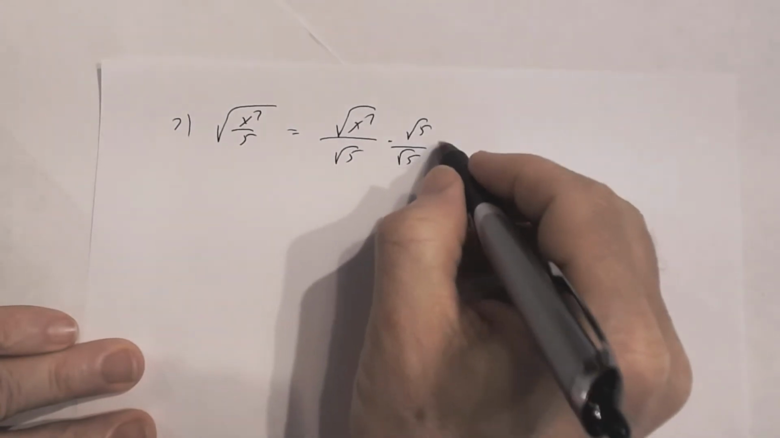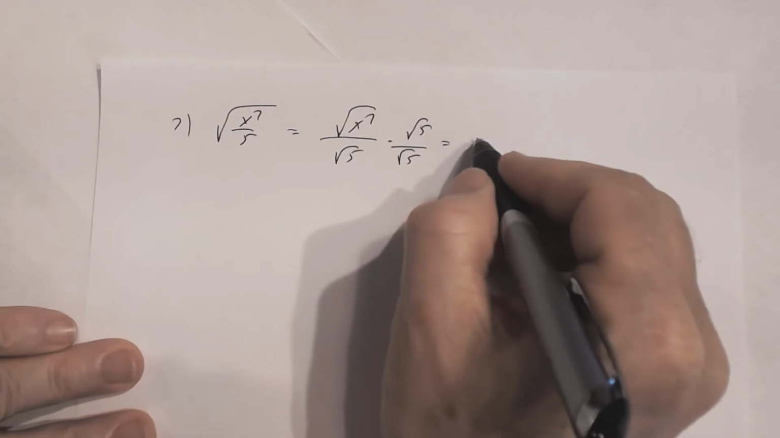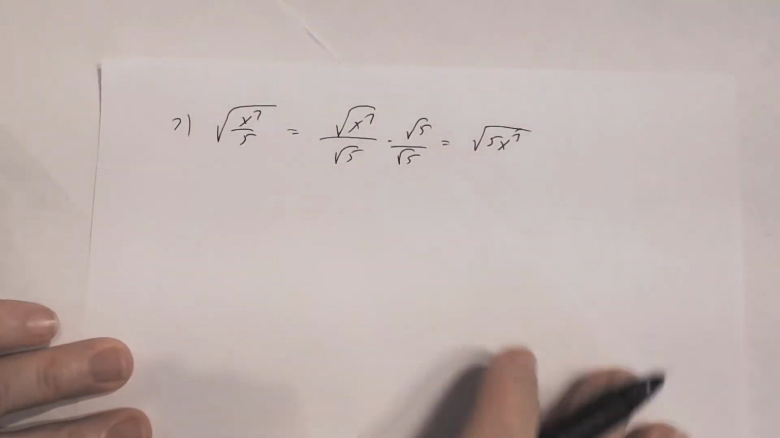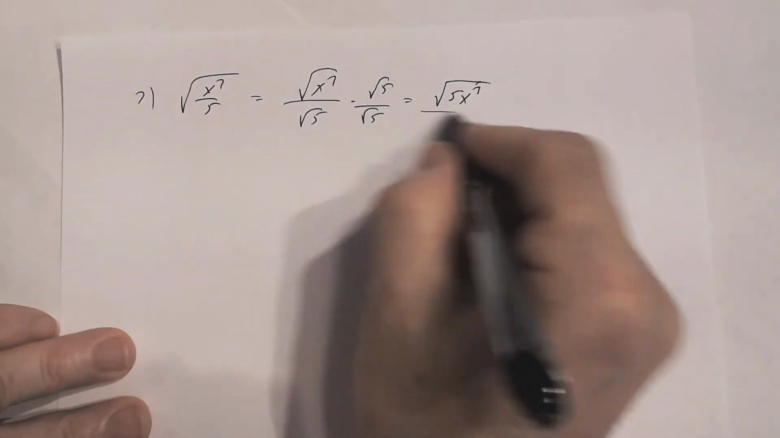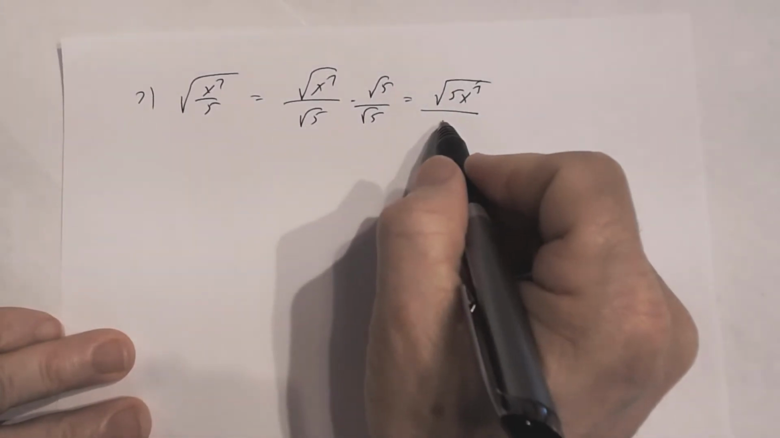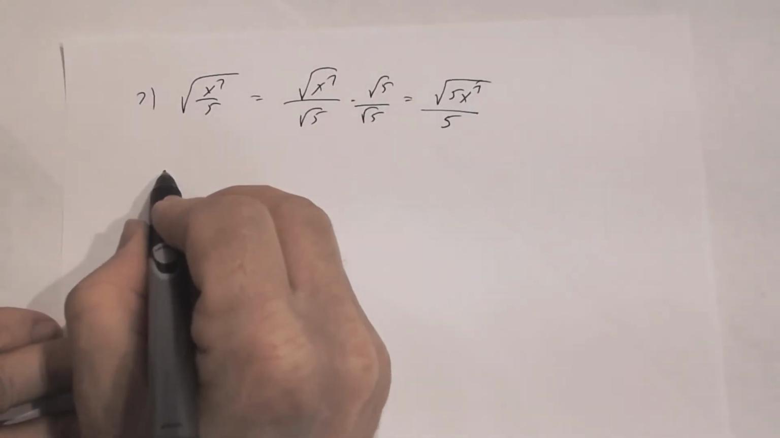And so then, writing this as one square root, I'm going to get the square root of 5x to the 7, just like that, divided by, tell me right away what this is. Square root of 5 times square root of 5 is square root of 25, which is what? 5. Now let's go off to the side and deal with the numerator.